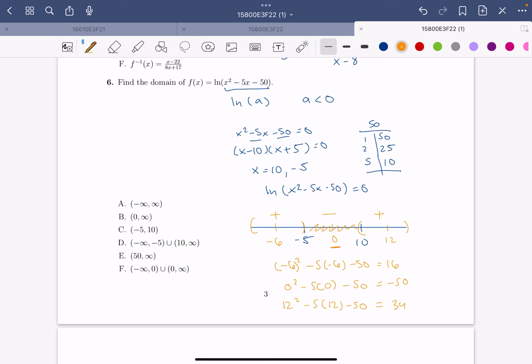So wherever it is positive is in the domain, because again, we can't have numbers less than 0 in our natural log function. So if we look at this, we can see that this first part is negative infinity to negative 5. And the second part over here is 10 to infinity. Again, the negative 5 and the 10 are the roots, or where the inside function equals 0. So if we look at our answers, negative infinity to negative 5 and 10 to infinity matches up with the answer of D.